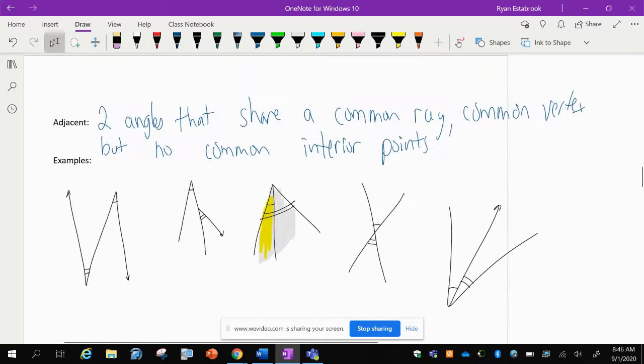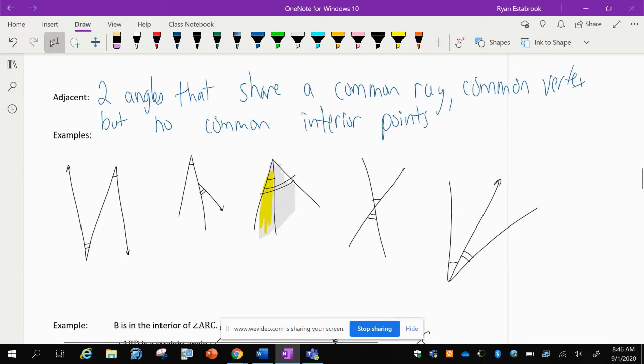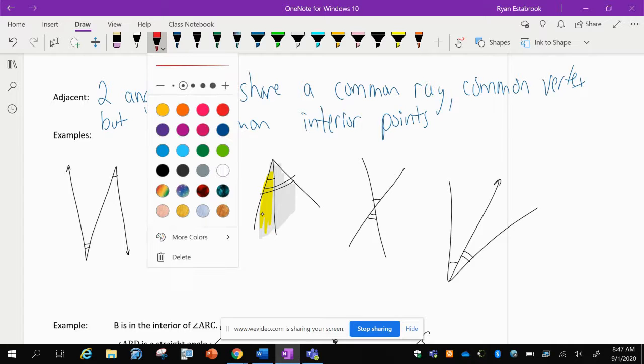The next terminology we have is adjacent, and we use the word adjacent outside of math class. It means basically next to. So two angles are adjacent to each other, not if they're just kind of next to each other, but if they meet the specific definition of two angles that share a common ray, common vertex, but no common interior point. So I have a few examples here that we'll look at and try to decide whether or not they are adjacent.